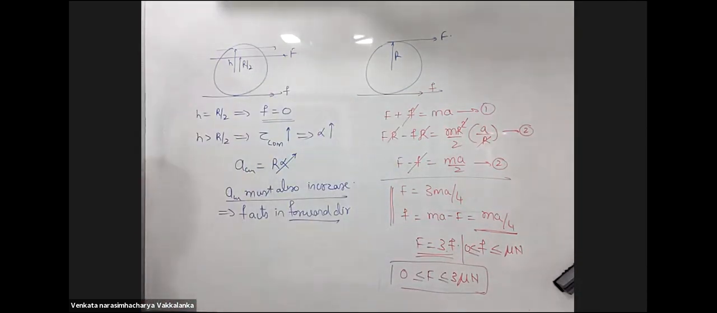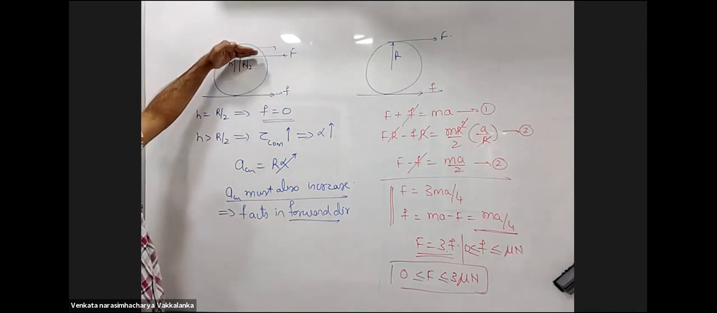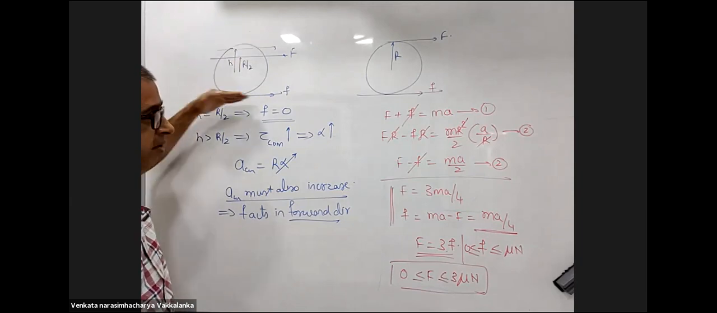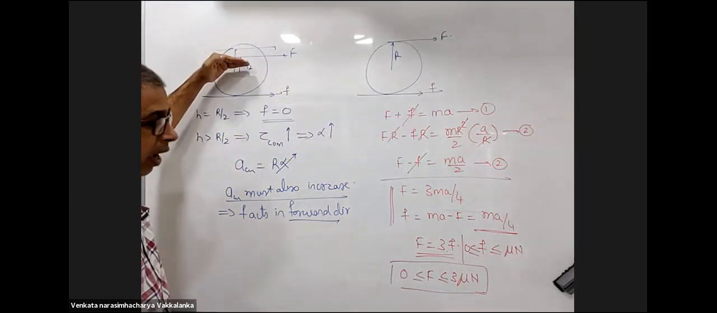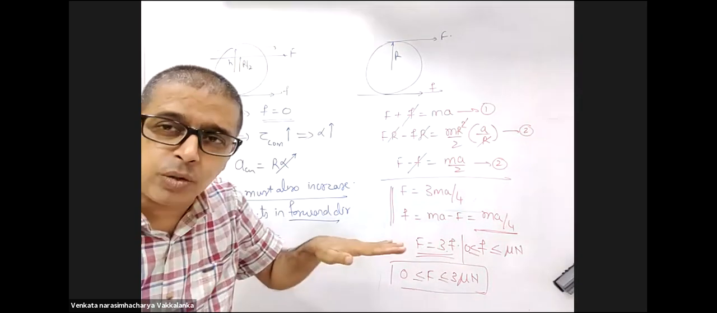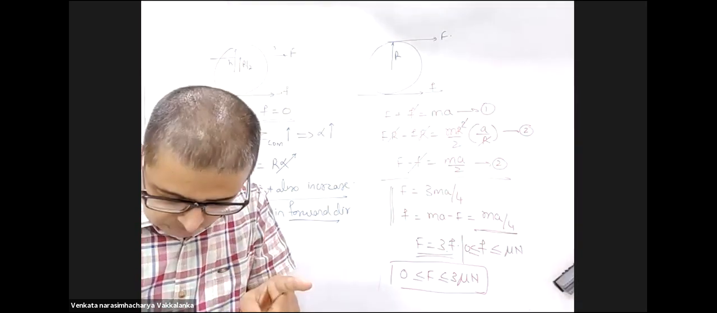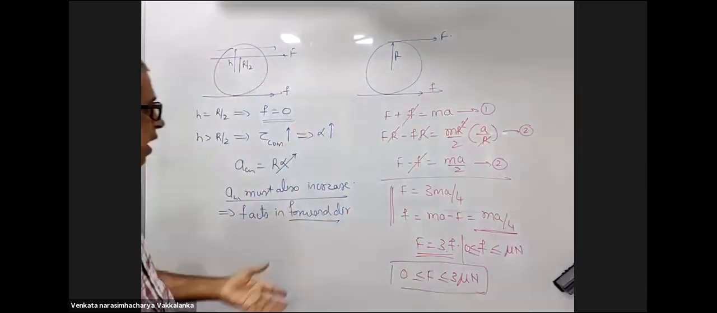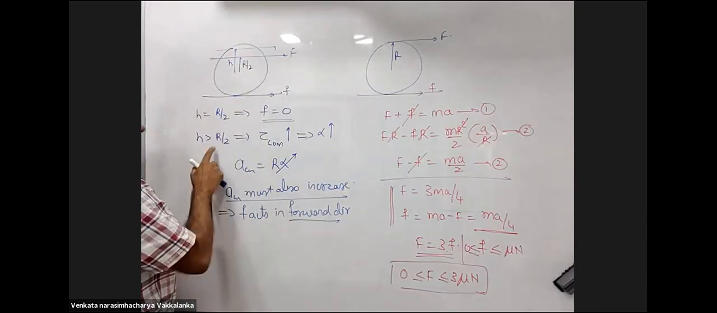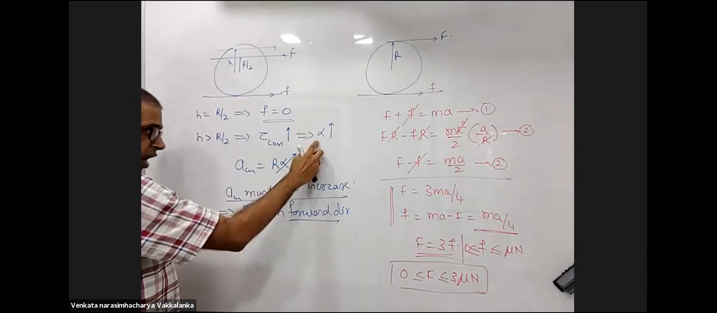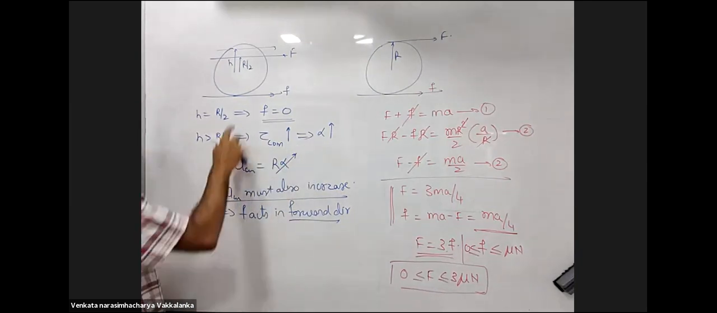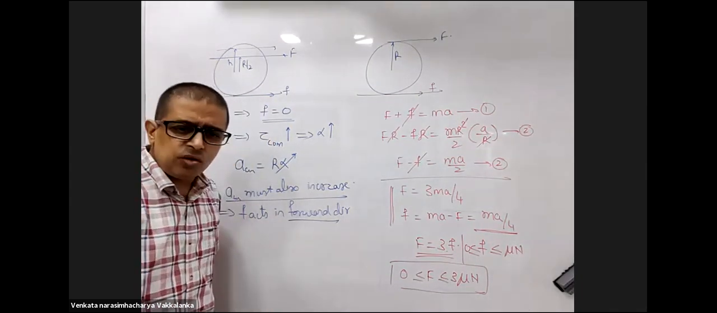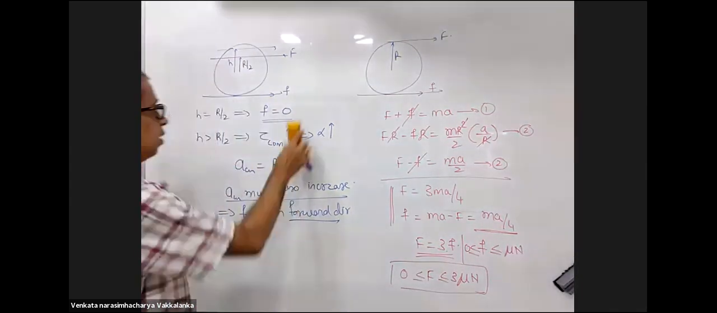Now listen to this point carefully. You apply a force at a height of R by 2, friction is 0. You increase the height, friction is positive. You apply at a height less than R by 2, direction of friction will be backward. By the same analysis, because if I apply it less than R by 2, torque will decrease, alpha will decrease, so A should decrease, so friction should be in the backward direction. Yes, sir.